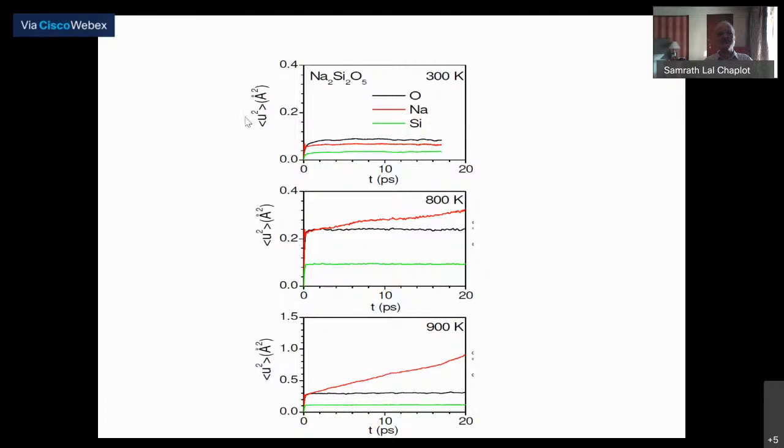So this quantity can be calculated. In fact, you can calculate the same quantity also from lattice dynamics. Usually, if you have all the phonon frequencies available, then you can calculate the mean square displacement of the atom.